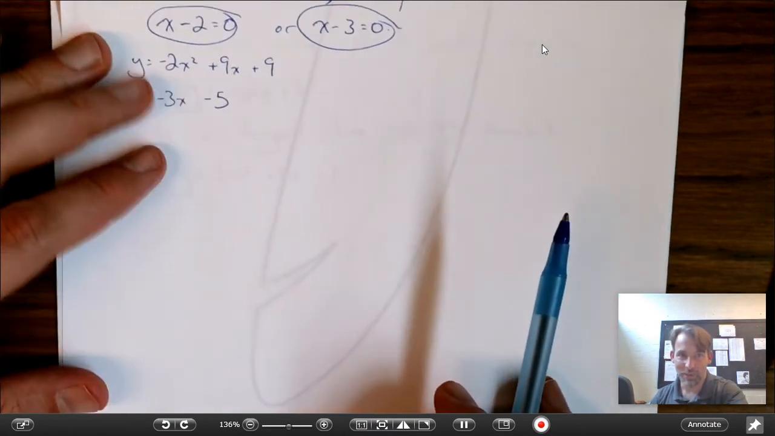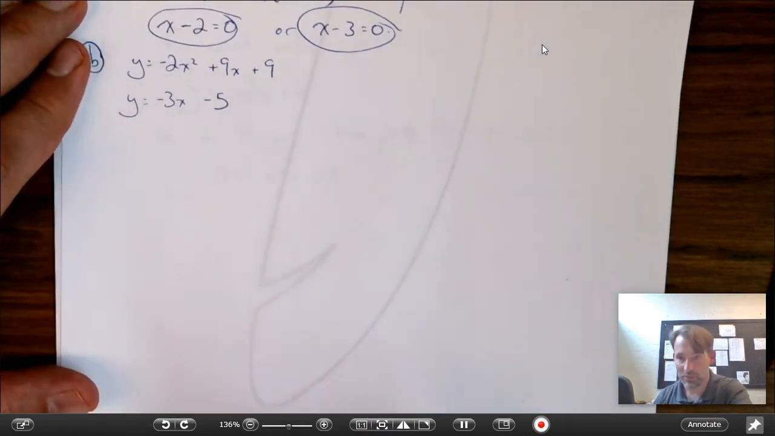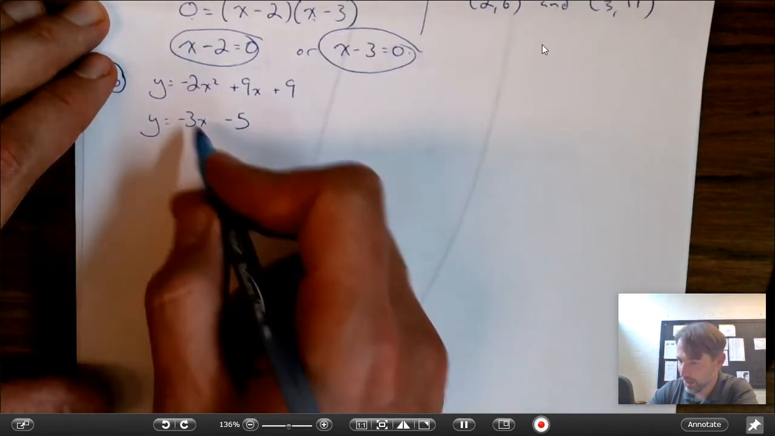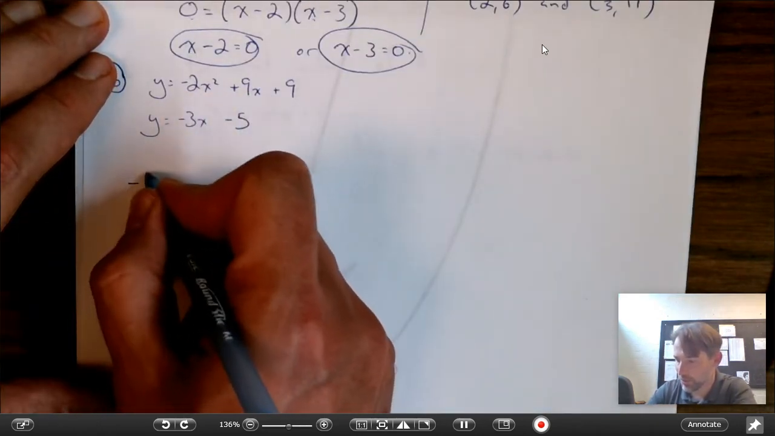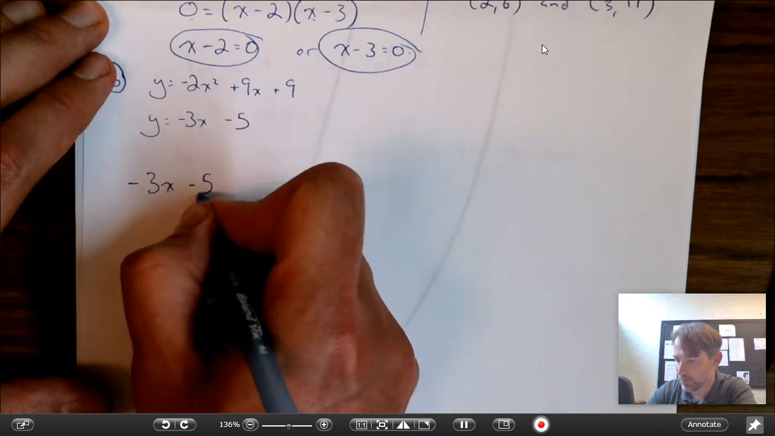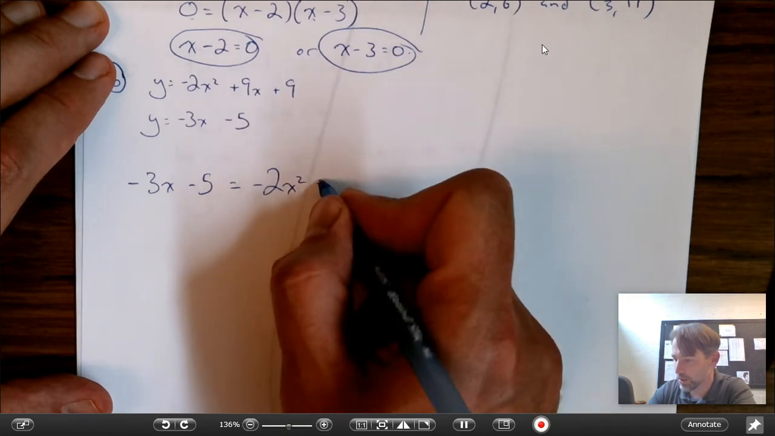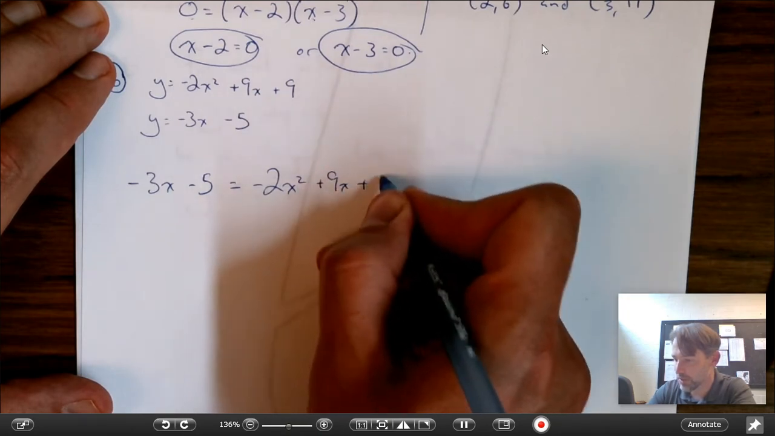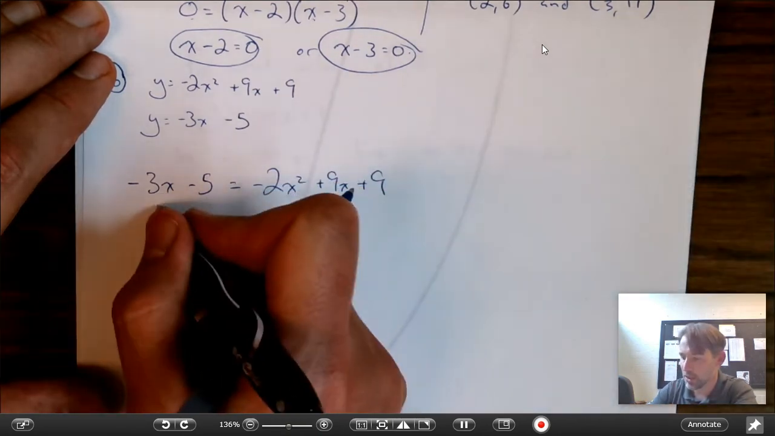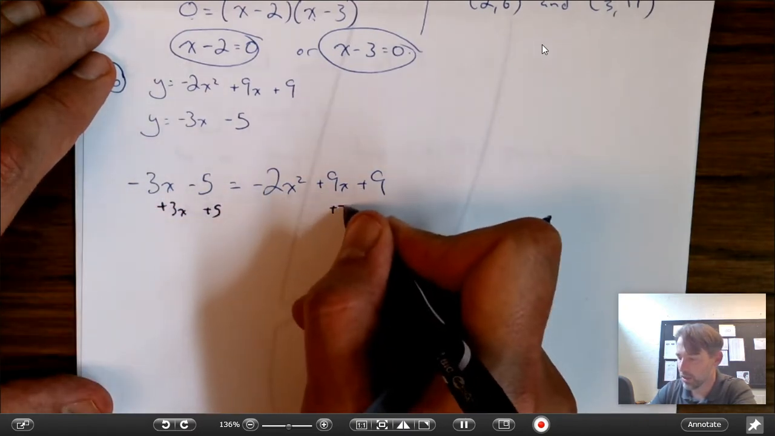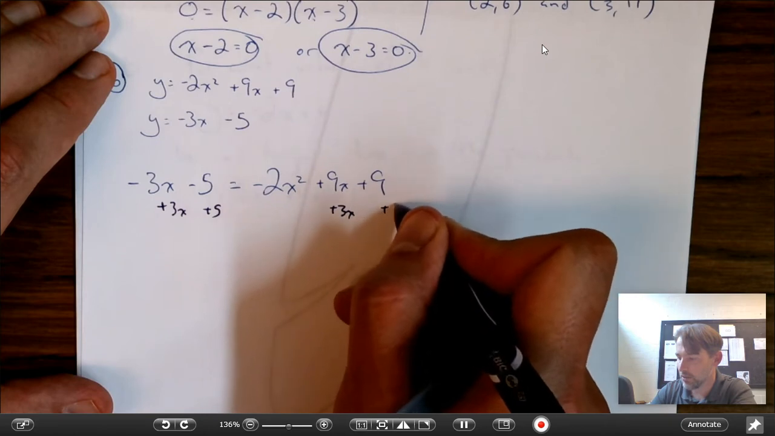Okay, here we go, another one. So again, same steps. My prediction is this one's not going to factor. We're going to need the quadratic formula. So I have this is equal to that, so set it equal. Negative 3x minus 5 is equal to negative 2x squared plus 9x plus 9. Move everything to one side of the equation. Add 3x, add 5.